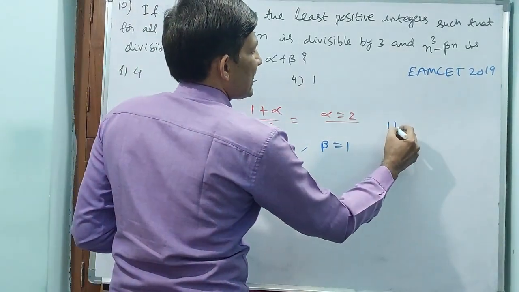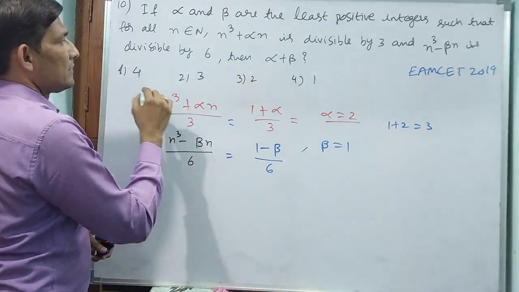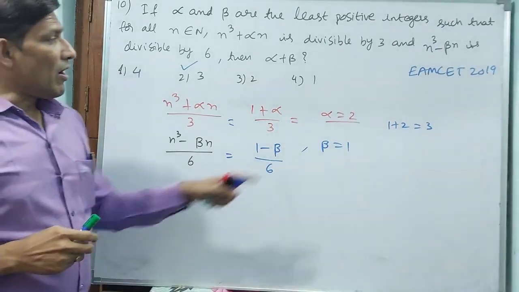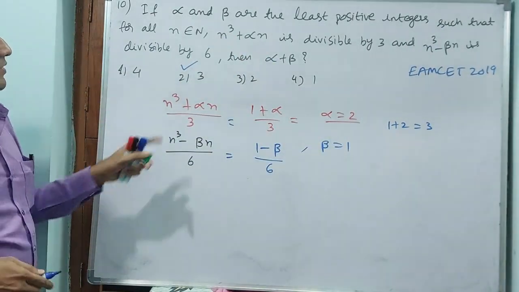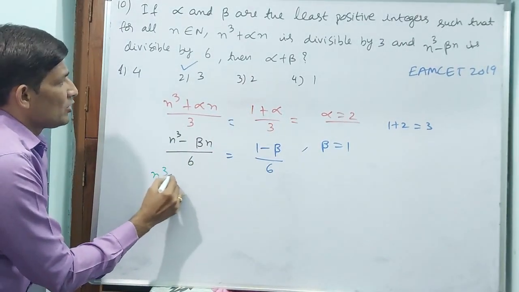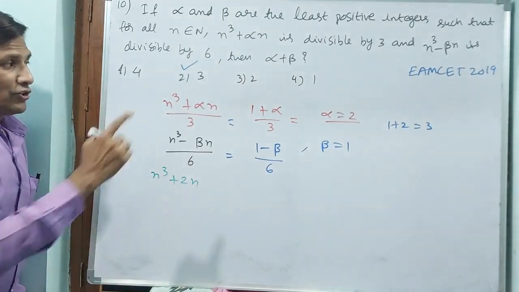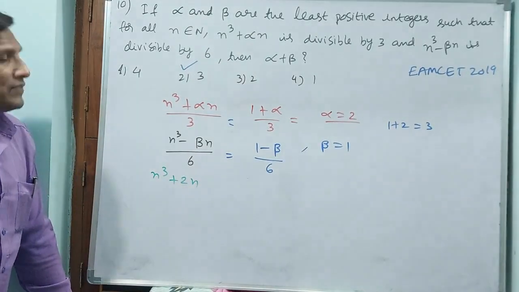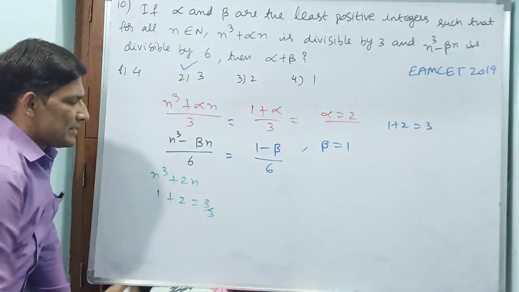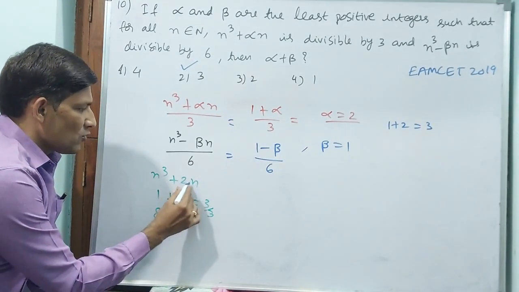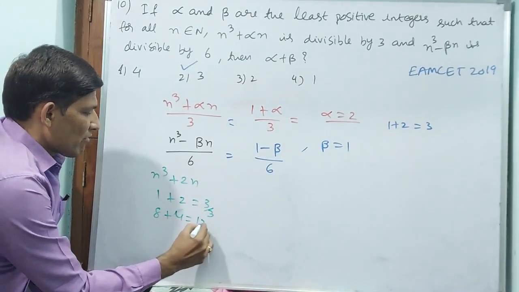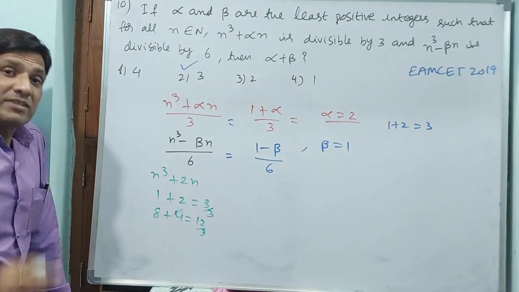Then what is alpha plus beta? One thing: if alpha is 2, what will happen? N cube plus 2n should be divisible by 3. You give 1: 1 plus 2 into 1 is 3, which is divisible by 3. You give 2: 2 cube is 8 plus 2 into 2, which is 4, gives 12. 12 is divisible by 3. That means alpha equal to 2 is correct.